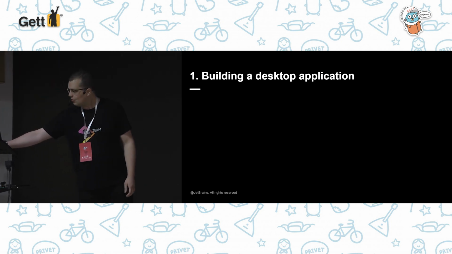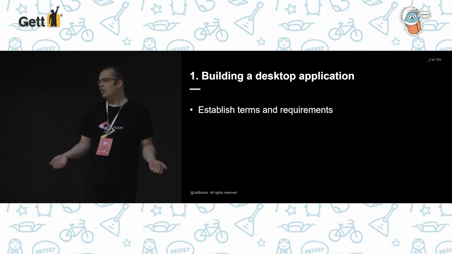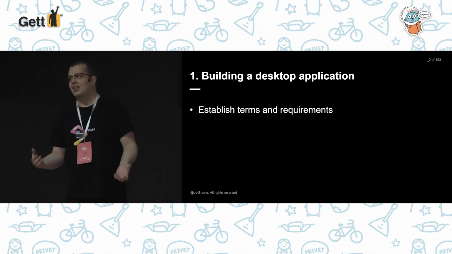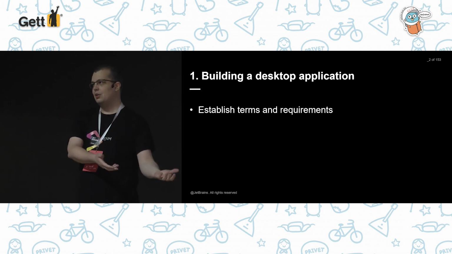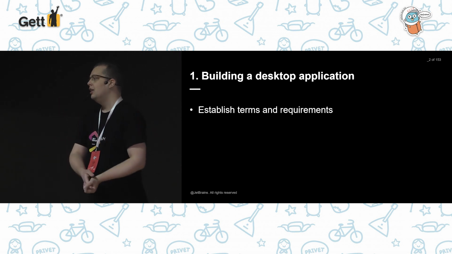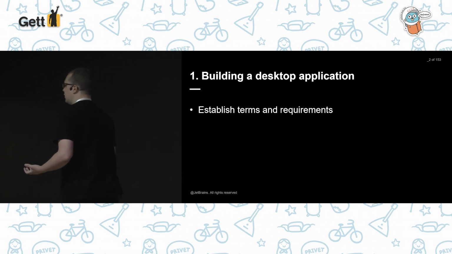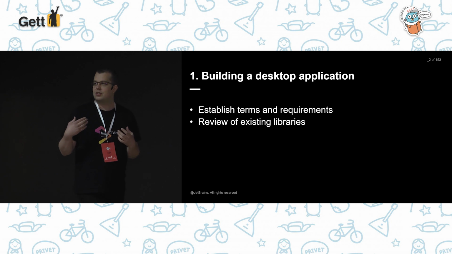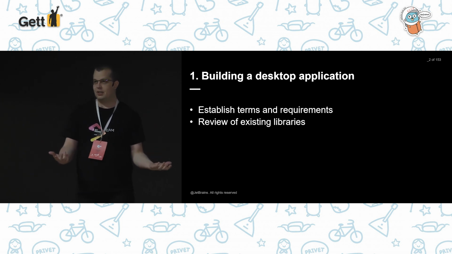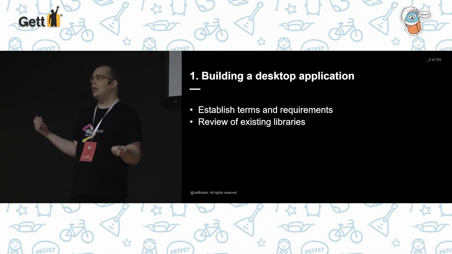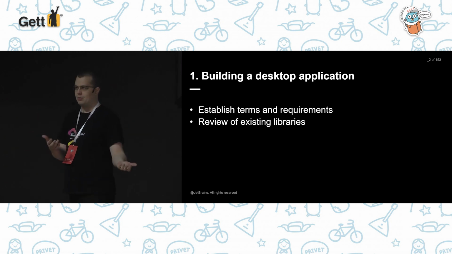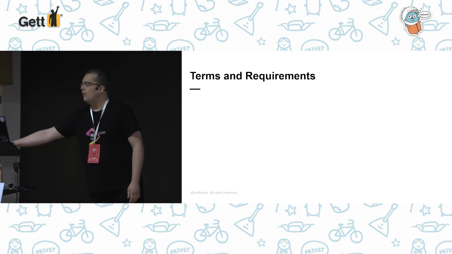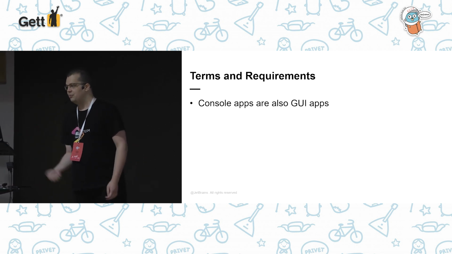So let's start with the first part. I want to establish what the terms are in terms of what's a desktop application or a GUI application and figure out the requirements for building that. I also want to see what libraries we have out there and figure out, okay, which one should I use or should I start my own and so on, right? Okay, so let's start with the terms and requirements.